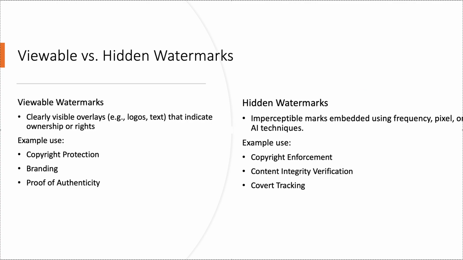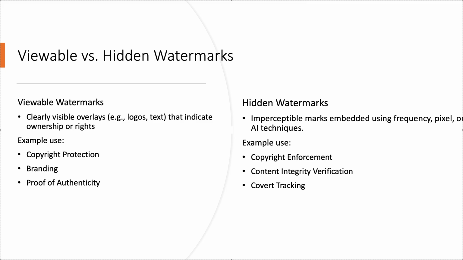Now that we understand what watermarking is, let's dig deeper into these two distinct approaches and really understand when and why you'd use each one. Let's start with viewable watermarks, since they're the more straightforward of the two. These are clearly visible overlays, things like logos, text, or patterns that are intentionally placed on top of your content. You've seen these everywhere. When you browse stock photo sites, that diagonal text saying sample or watermark across the image. That's viewable watermarking in action.